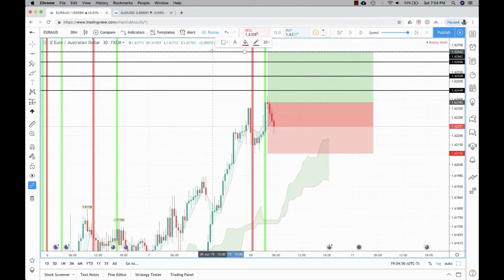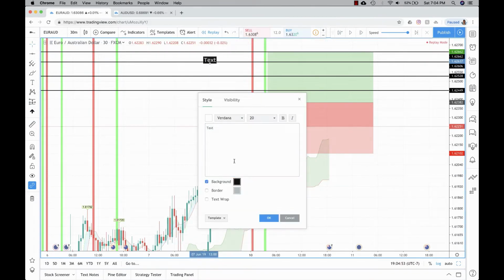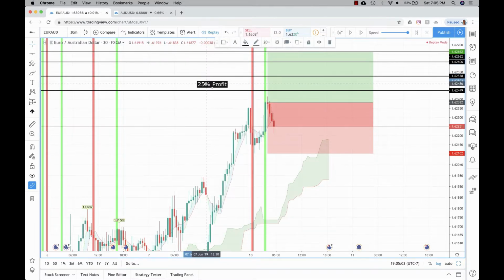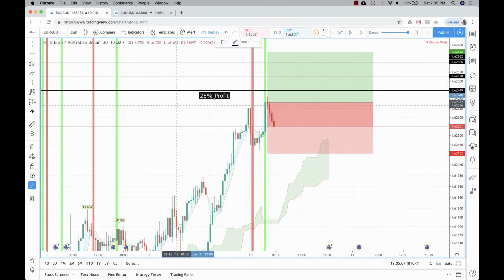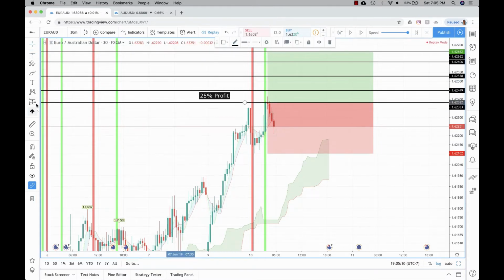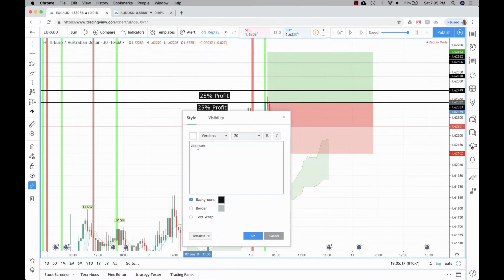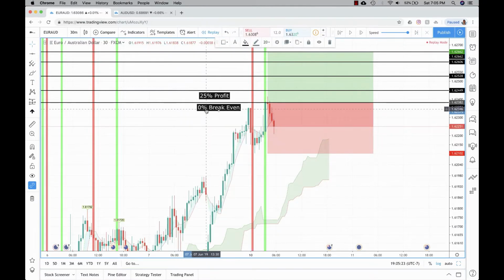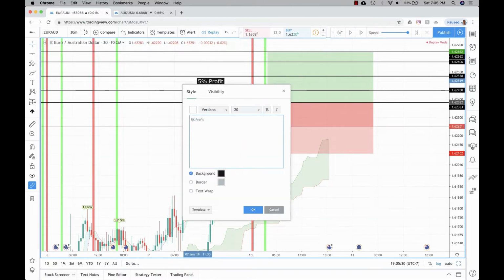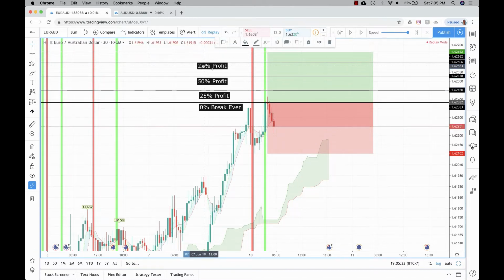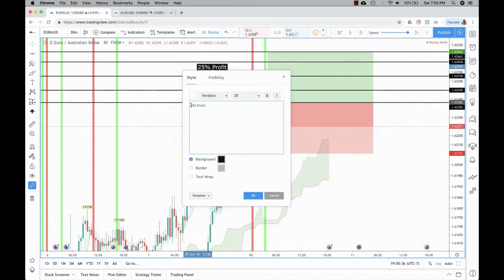So let me just write some text in there so you guys can see. 25% profit. Also, this would be break even. Here, just copy paste that. 0%, break even. This would be 50%. This would be 75%.